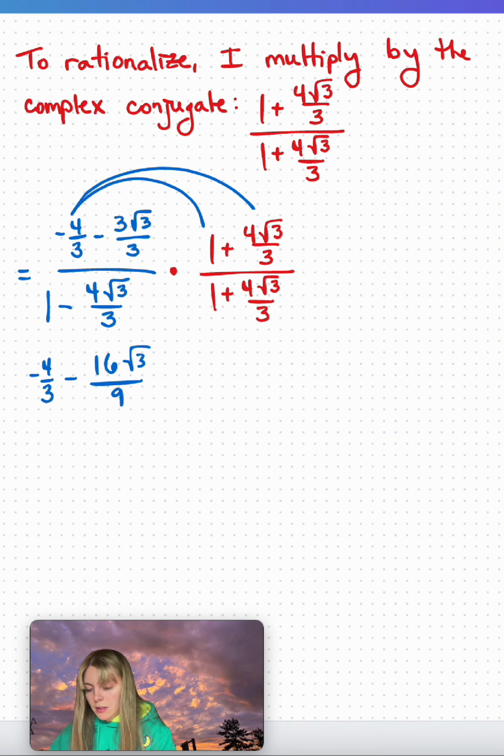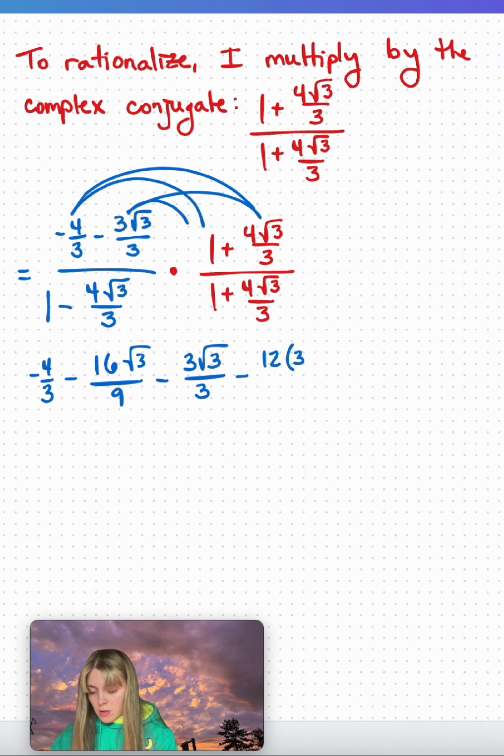First, outside, now we have inside. Okay, it's -3√3 over 3. And then last, going to be negative again, we have 12 times root 3 squared, which is just 3 over 9.